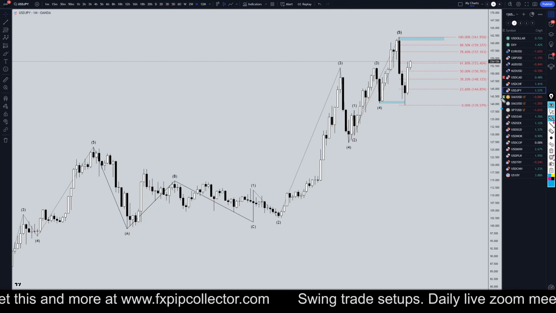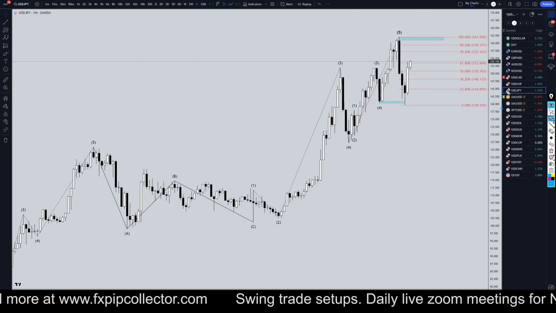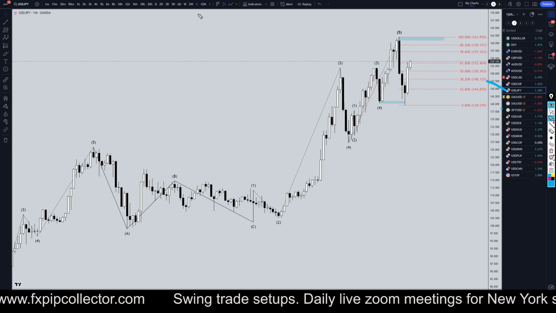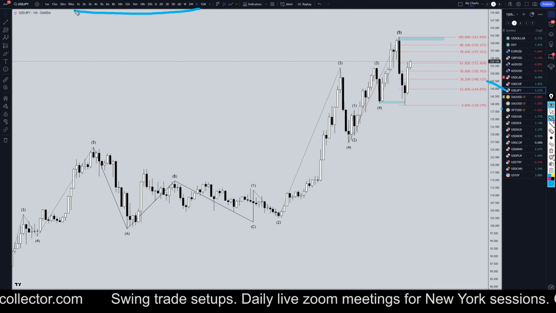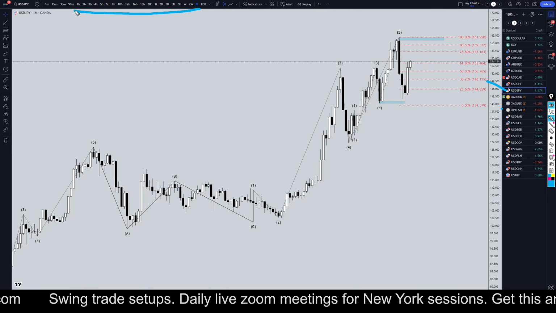Today is Wednesday, November 6th, and I'm going to be analyzing the US dollar yen, starting on the monthly, working my way all the way down to the 1 hour time frame for the full top-down analysis.